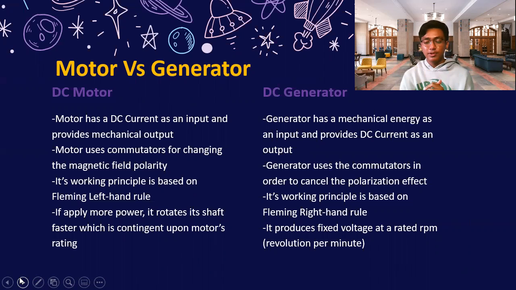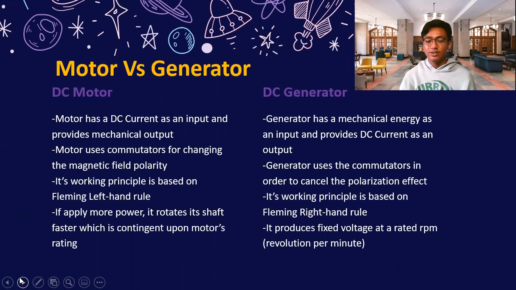The basic principle that we use inside the DC motor is Fleming's left-hand rule, like this. See? This is the current flow, this is the force, and this is the magnetic field polarity. So we can determine which way the force is going, whether it's going up or going down. So we are using the left-hand rule as our principle. Basically, the general understanding of a DC motor is that if we apply more power, the motor will spin faster.